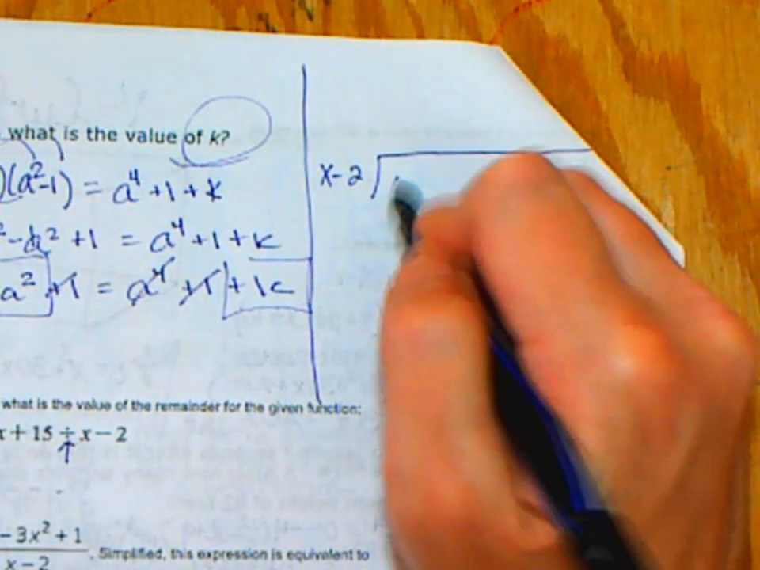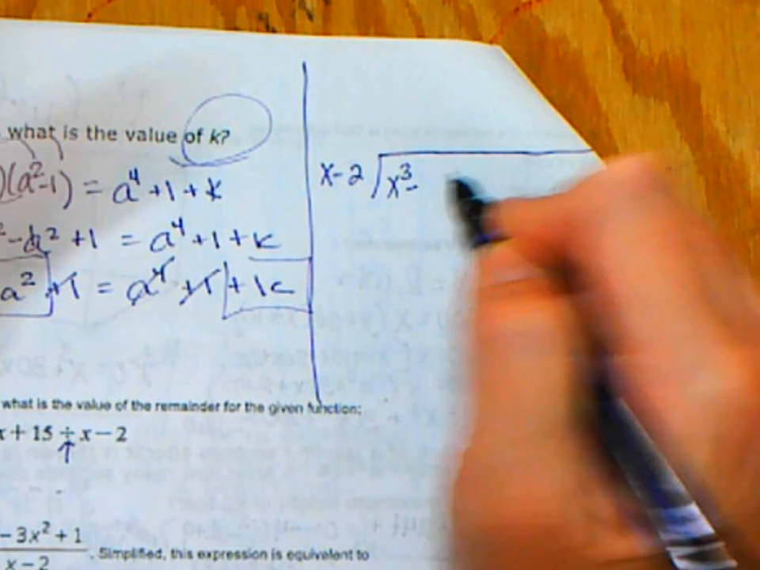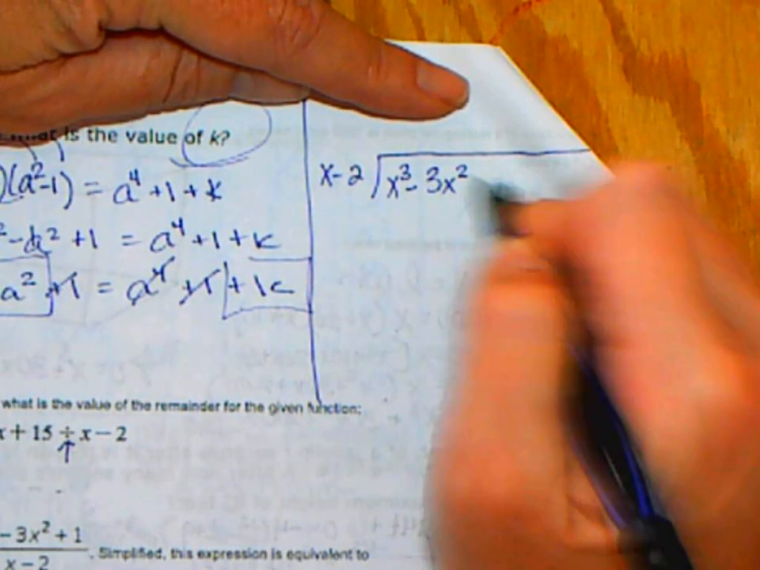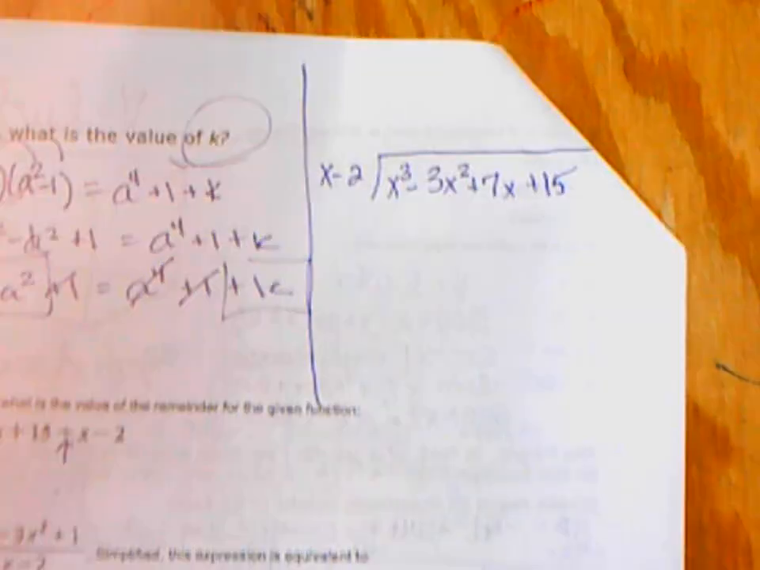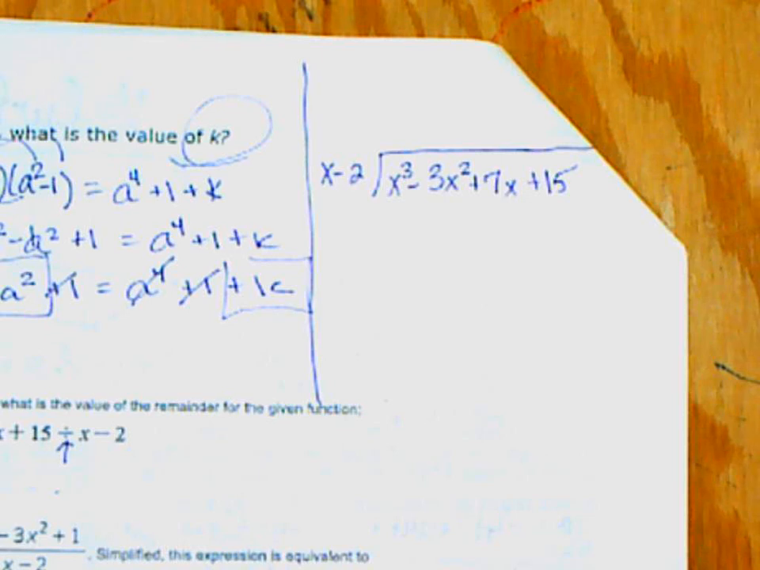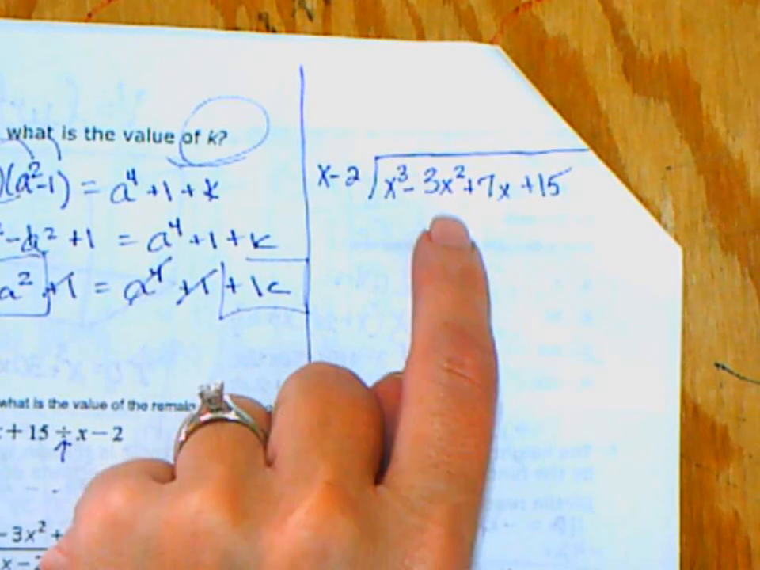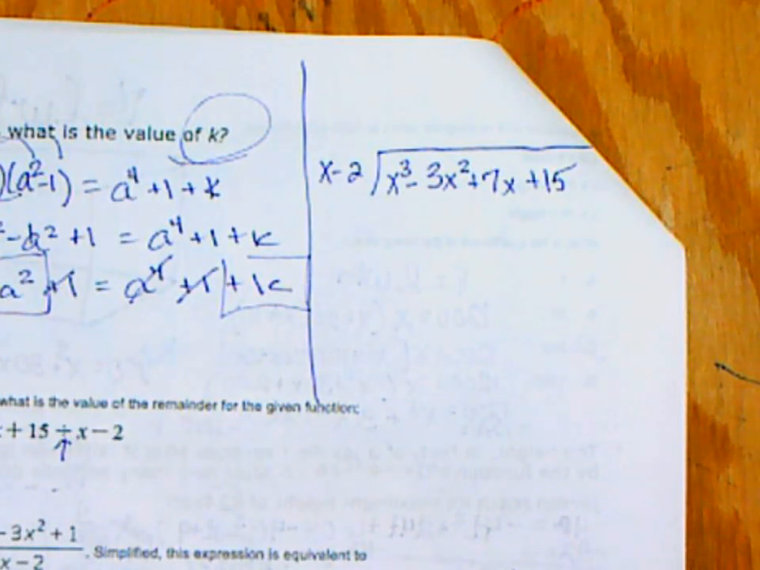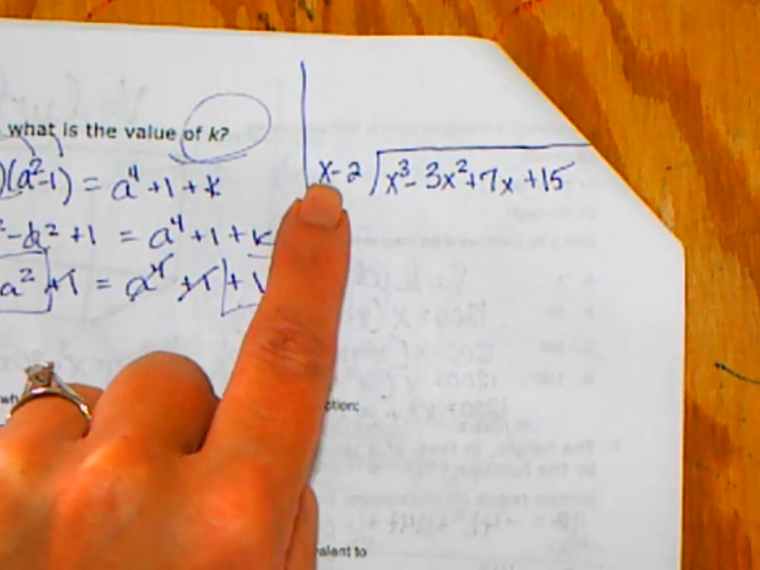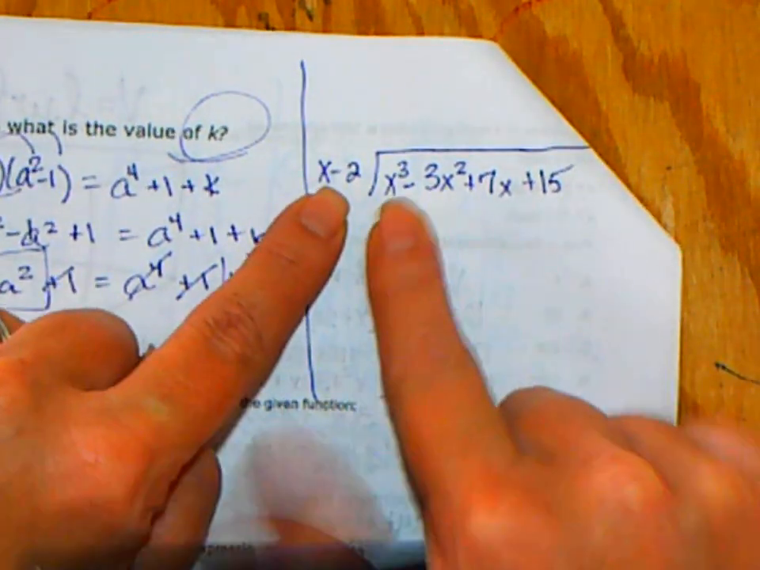And then I have x cubed minus 3x squared plus 7x plus 15. Remember, when you're doing long division of rationals, if you have any missing terms, you have to put in a placeholder. I've got 3 degrees, 2 degrees, 1 degree, 0 degrees, so I wasn't missing any terms. If you don't put it in, everything's not going to line up right, okay? So to start, I go to my divisor, I look at the very first term, and I look at the very first term under the division sign.